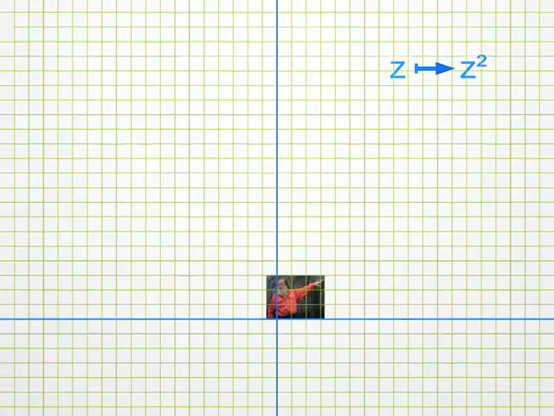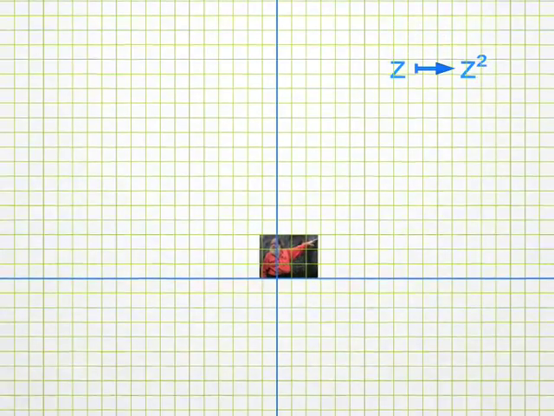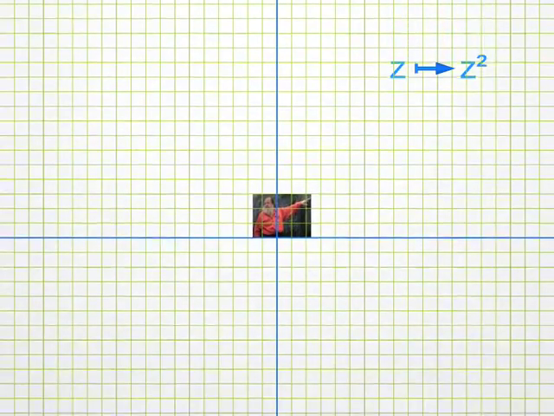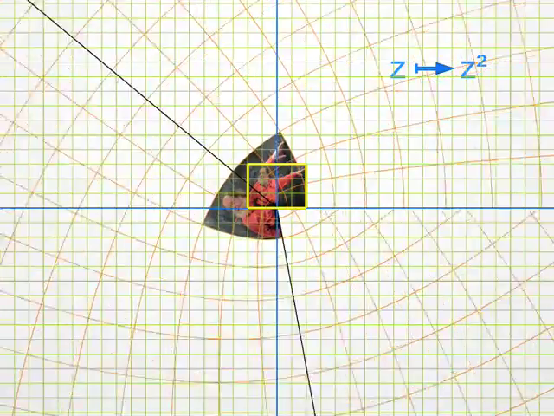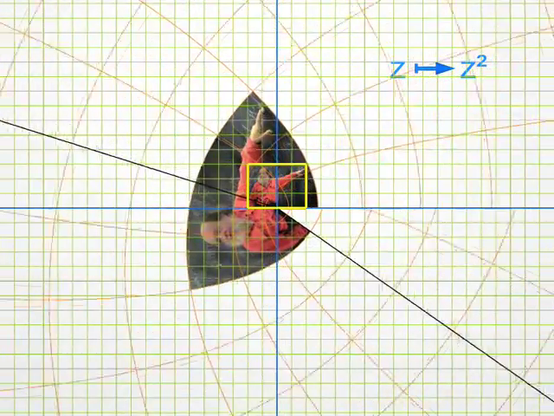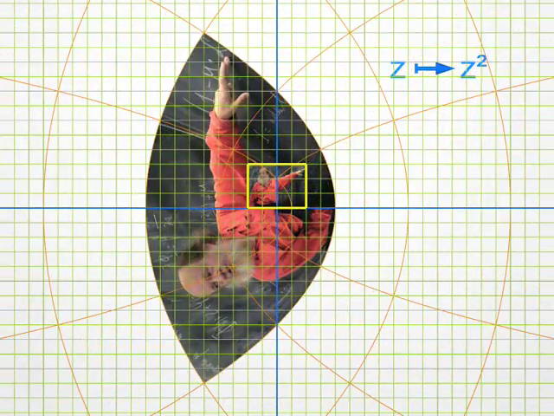You will notice again the same argument doubling. For instance, look at my index finger. Before the transformation, its argument is about 45 degrees. And after the transformation, it points upward at 90 degrees. But you can also observe that moduli are squared.